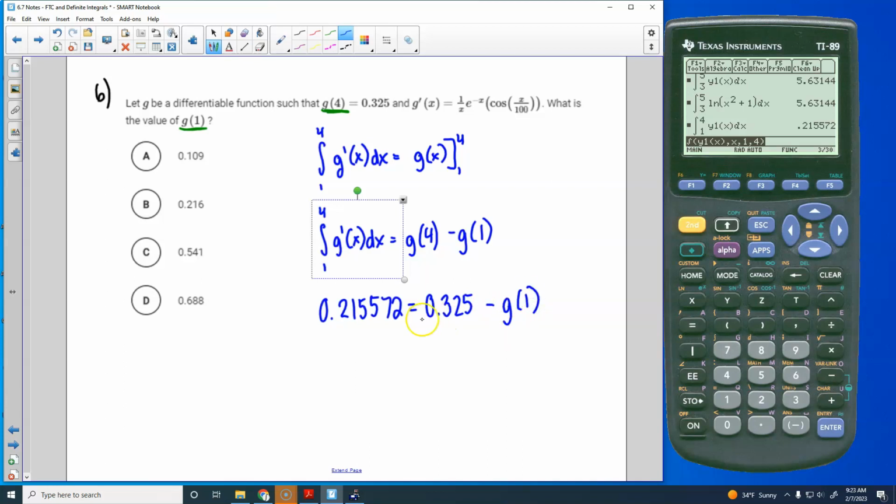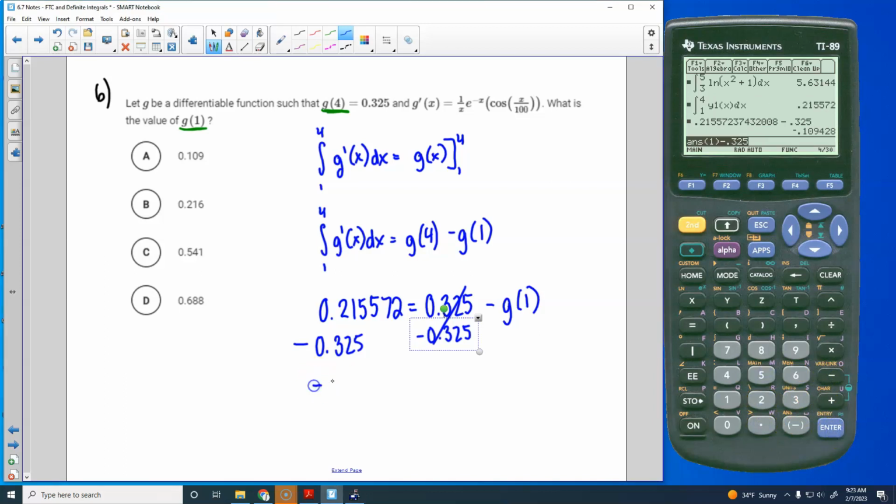And so now you just have a simple equation to solve. You're going to subtract that 0.325. And so that gives you negative 0.109428. That equals negative g of 1. And then so that's going to give you 0.109428 is your g of 1. And that is A there. Okay. All right.